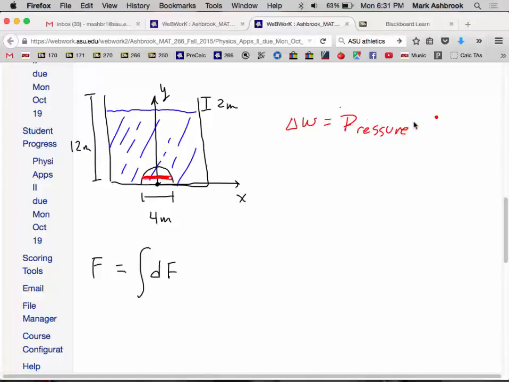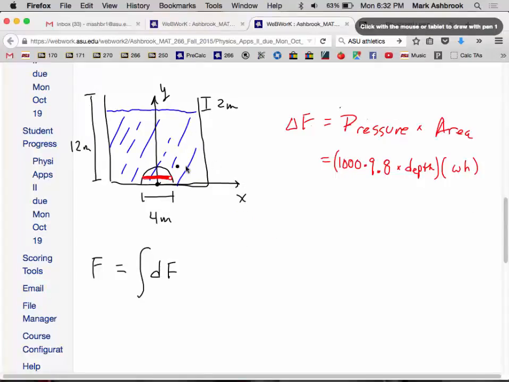A little bit of work, no, force. Pressure times area. Okay, pressure is going to be the weight density. And is it water? So it's going to be, what, 1,000 times 9.8? That's going to be our weight density times the depth. That's going to be the pressure. And then the area is going to be, again, width times height of this little strip.